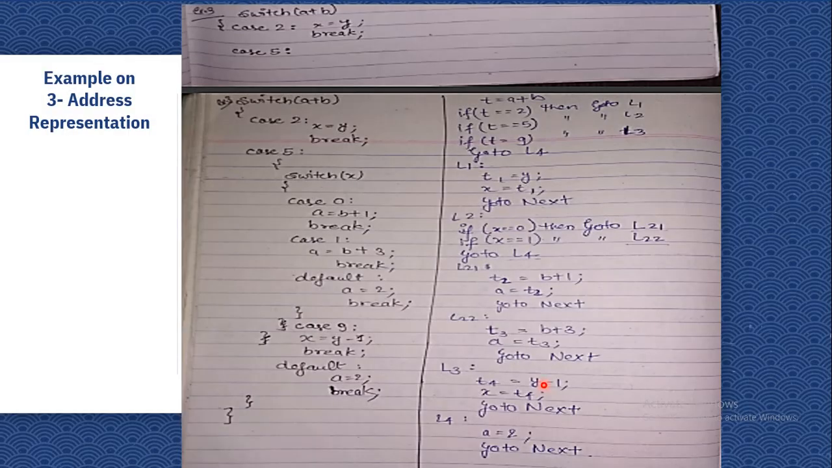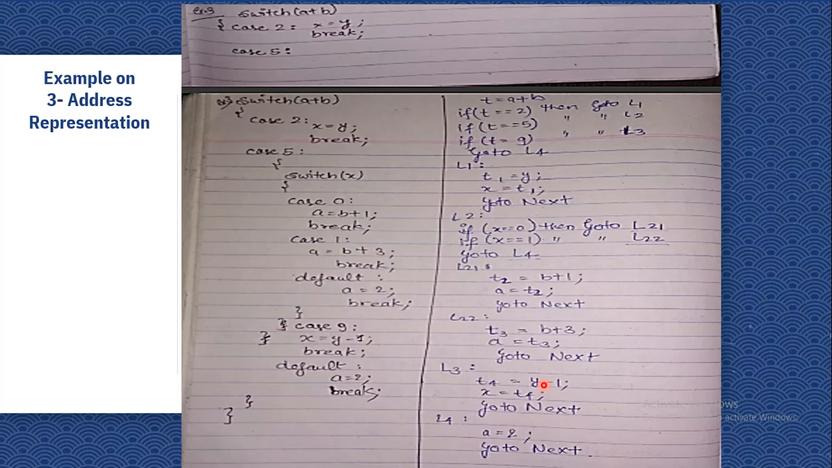This is one more example. Switch according to a plus b. If the value of a plus b is 2, then the value of y will be the value of x. Break the statement. If the case is 5, then another switch statement, a nested switch statement, is in place, like switch according to a plus b.